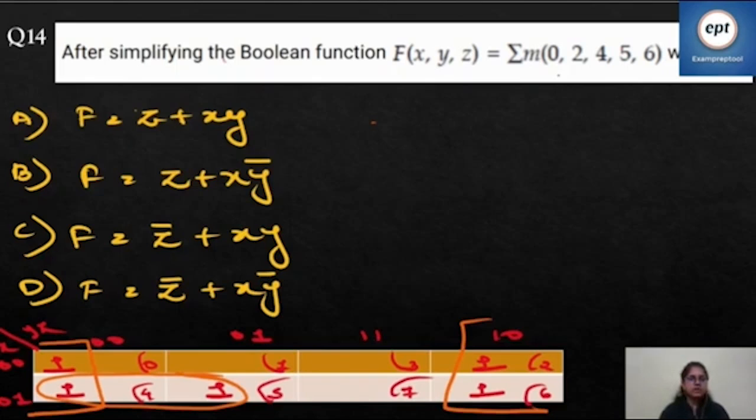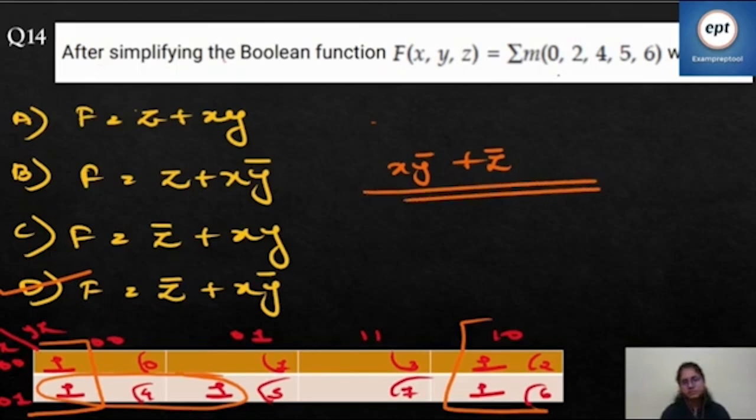So the expression we will get from here is x y bar plus z bar. So here option D is correct, because the minimal expression, the simplified Boolean expression we got is this. I hope you got the question. Let's move on to the next question.